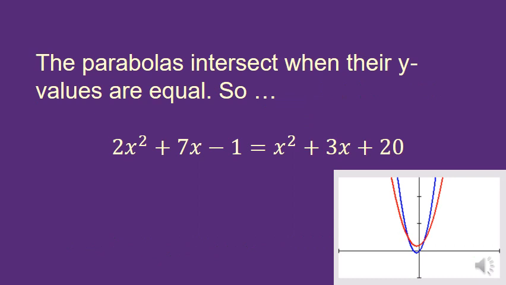The important thing, both with this problem and pretty much everything we're doing this week, is that things intersect when their y values are equal. And so if I want to know where these parabolas intersect, what I do is I take the functions that I was given earlier and I set them equal to each other. I have 2x squared plus 7x minus 1 equals x squared plus 3x plus 20. And now what I've got to do is solve that equation.